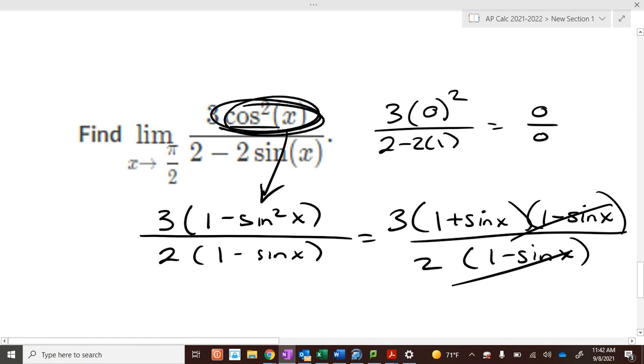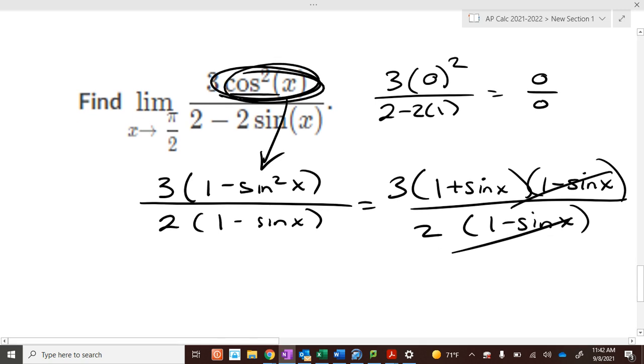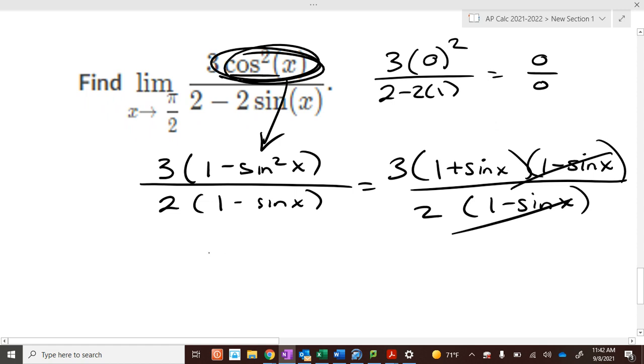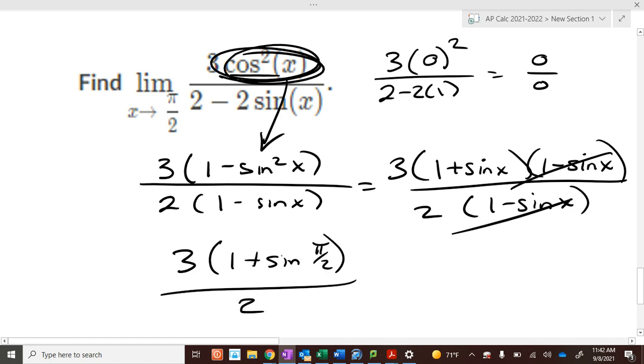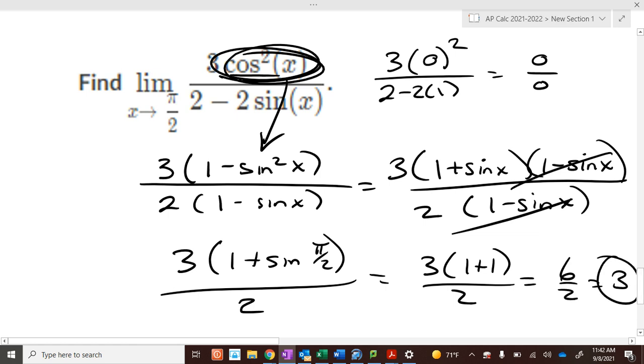All right, how's it going? We just did a problem which was a warm-up for this, so you should be able to do this one. Okay, so it's 3 times 1 plus the sine of pi over 2, over 2. What's the sine of pi over 2? 1. So it's 3 times 1 plus 1 over 2. So we get 6 over 2, which is 3. Boom, that's the limit of that function.